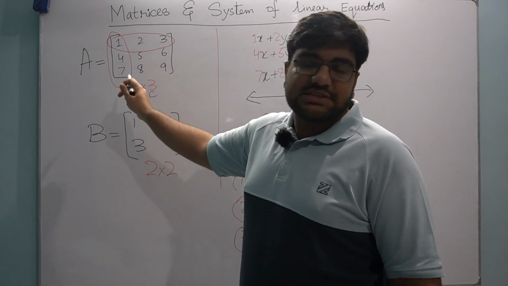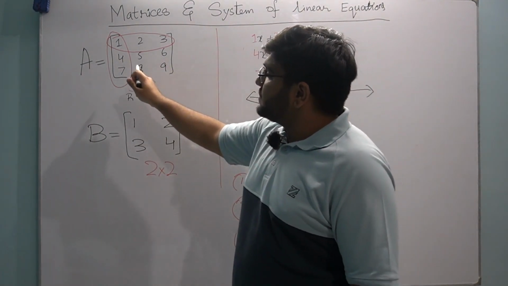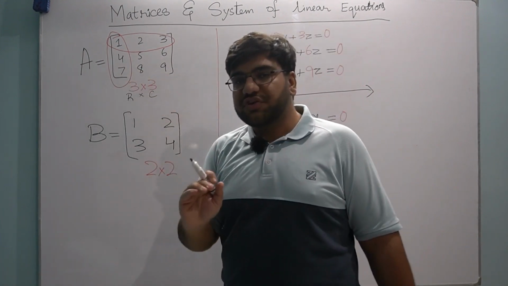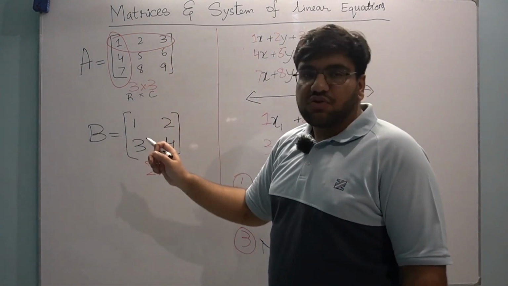So how many rows are there in this matrix? For example, this is the first row, second row, and third row. Rows are horizontal, so basically three rows are there.